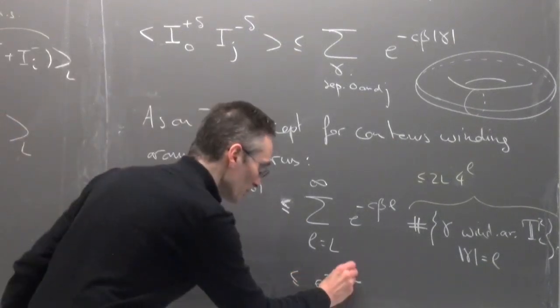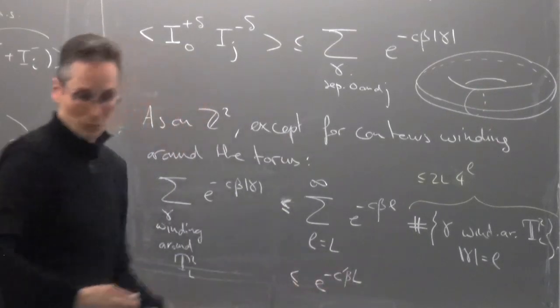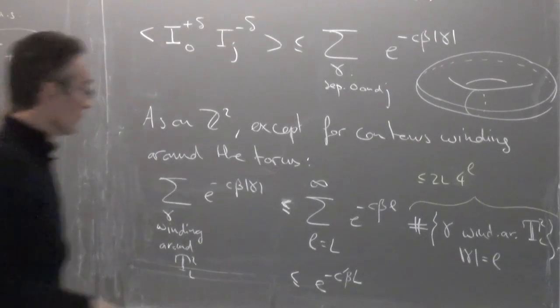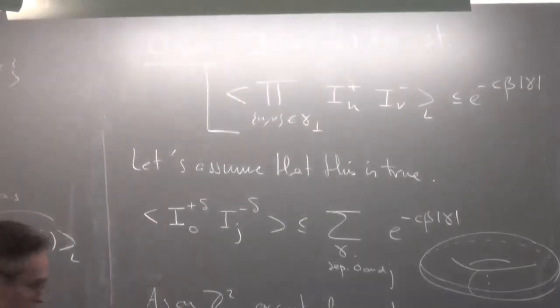C prime beta L, actually. So when beta is large, this is not only smaller than epsilon, it's actually going to 0 even when you take the thermodynamic limit. So for any beta. Okay, so the proof is over once we have proved this claim. So the only thing left is to prove the claim.